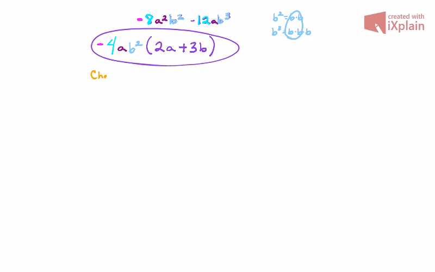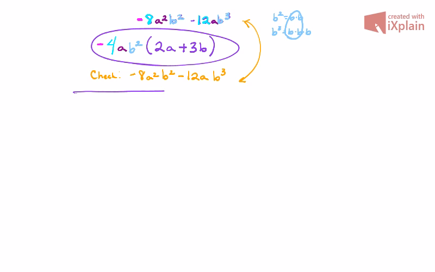And again, we can check. So negative 4 times 2 is negative 8. A times a is a squared. And then b squared would just go along for the ride. Negative 4 times positive 3 gives us negative 12. A pops in. B squared times b is b cubed. So again, we ended up with what we started off with.